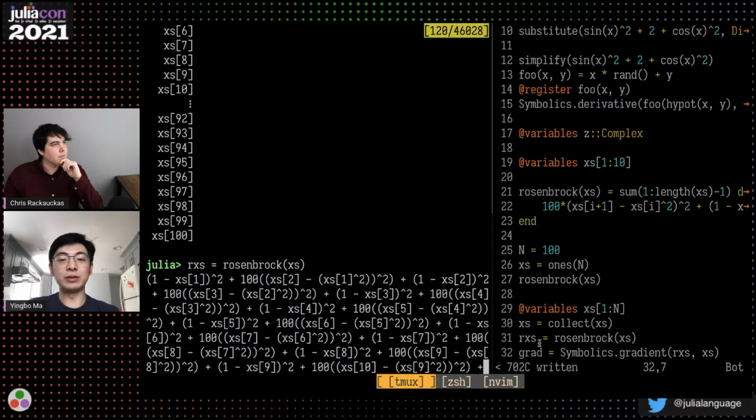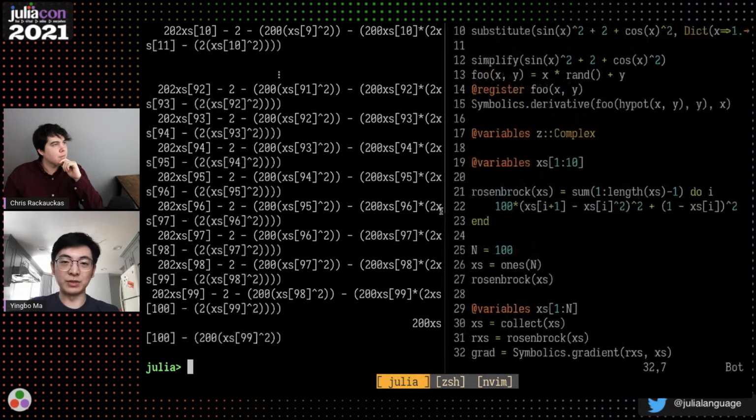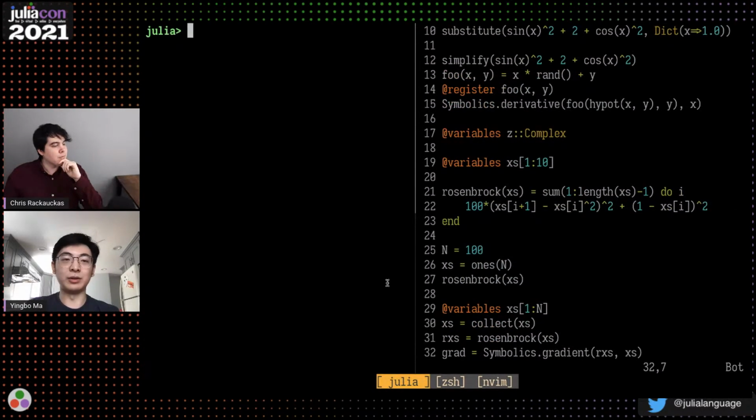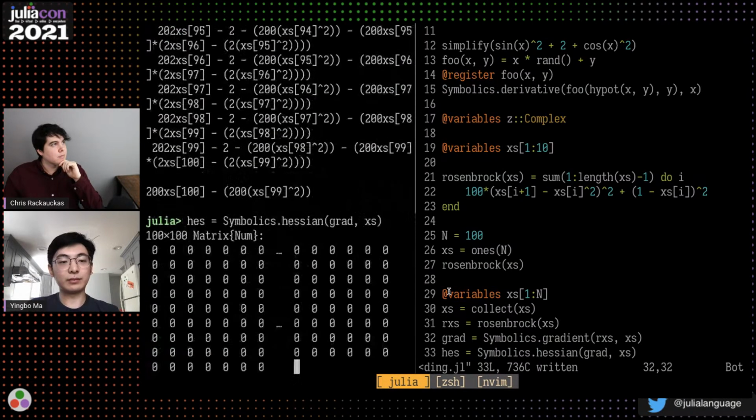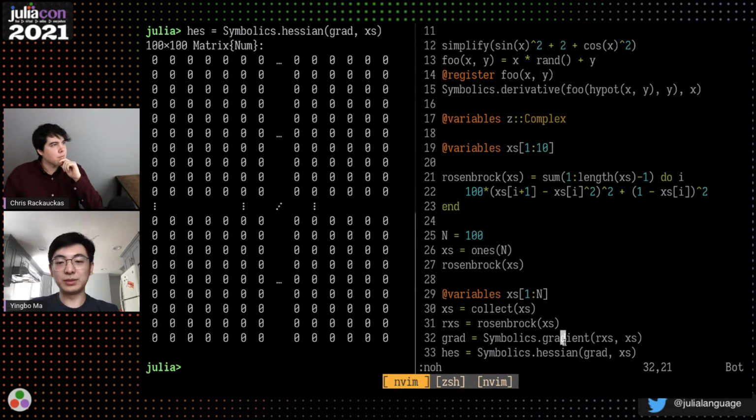Gradient is often used in optimization algorithms to do gradient descent or quasi-Newton. And if you are using a full Newton solver or Newton trust region solver, you would also want to have the Hessian of the Rosenbrock function. And the Hessian is just the Jacobian of the gradient. So the Hessian, the gradient.